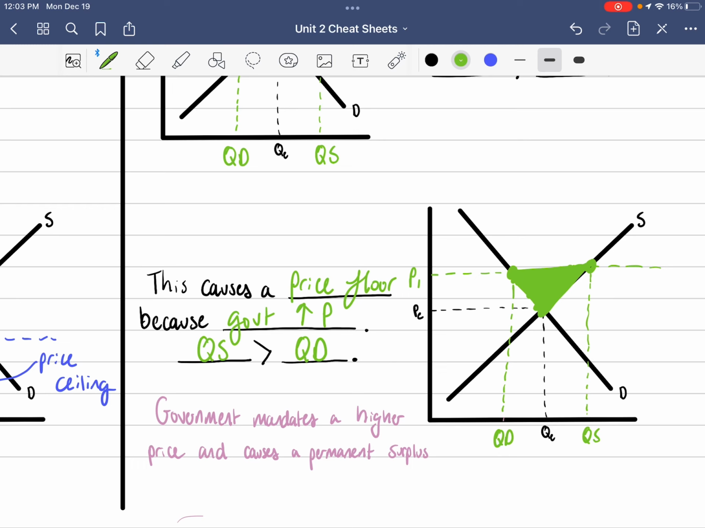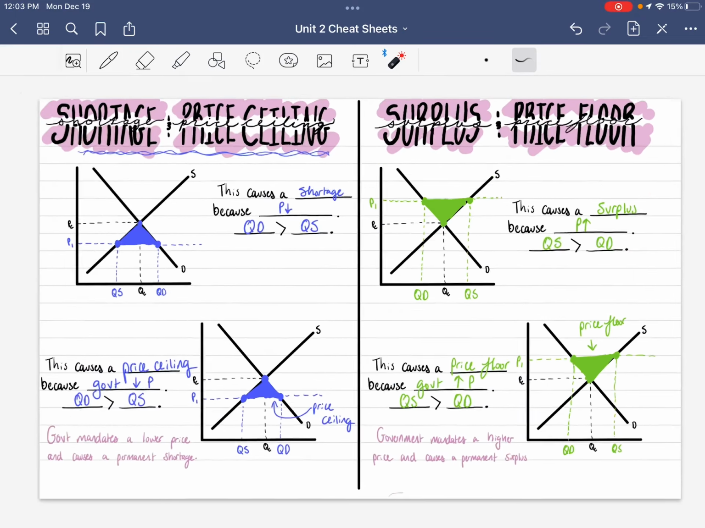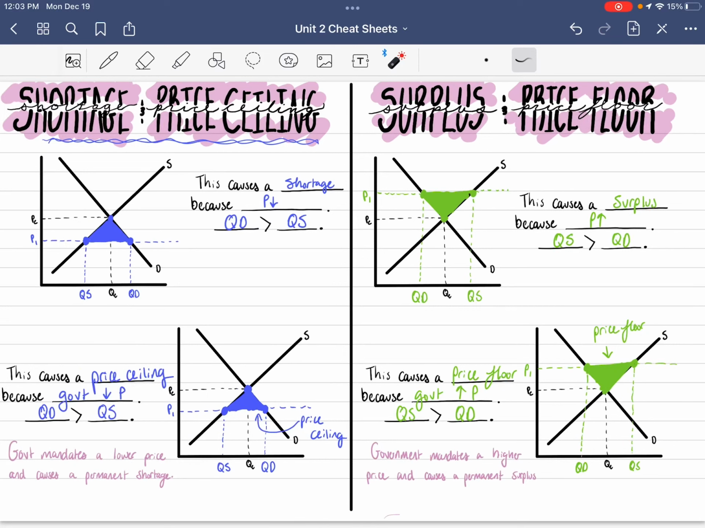And when we figured out that disequilibrium, we figured out quantity supplied was greater than quantity demanded. And it was the government's fault. So this surplus of goods is special. We're going to point to it and call it a price floor. And my little trick is here's the floor and you can't go beneath the floor. Like your price is not supposed to be down here. So this represents the number of goods that aren't being bought because the government has artificially raised the price. And that is shortage, price ceiling, surplus, price floor.